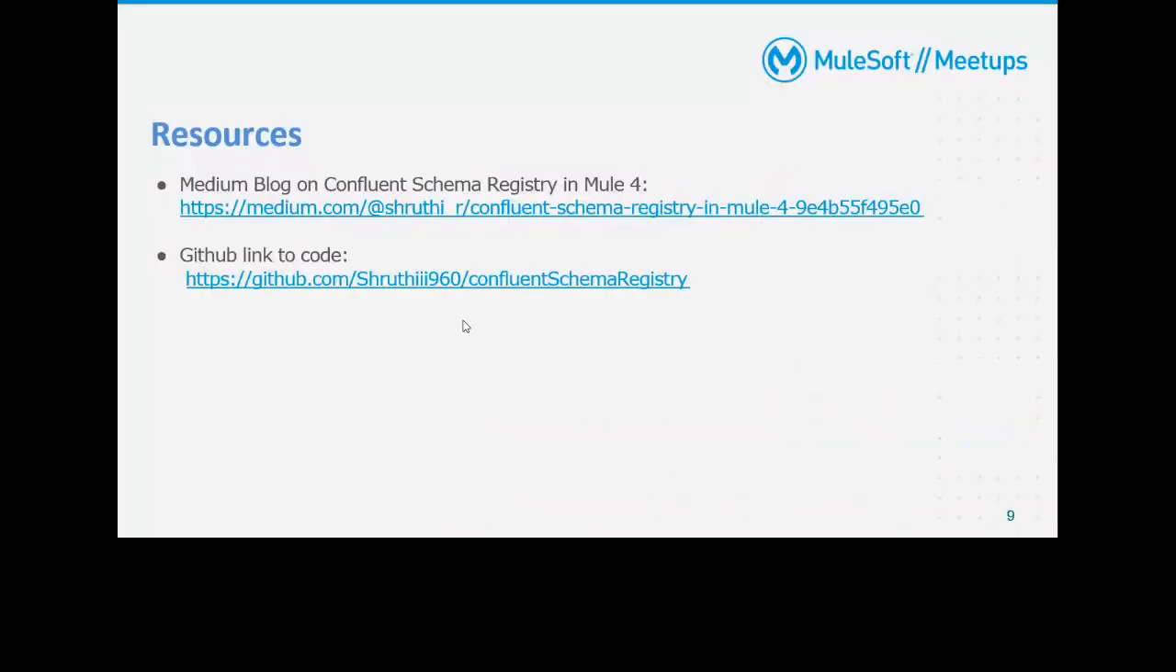Okay. So these are some of the resources that all of you can go through during your free time. The GitHub link has the actual code. All the code that I just showed you is available on GitHub. You can download it, go through it, and for any queries, feel free to ping me on LinkedIn. There is also a Medium blog on Confluent Schema Registry where I have clearly noted down the steps, how you download it and do all the conversions, just like what you saw in this meetup.